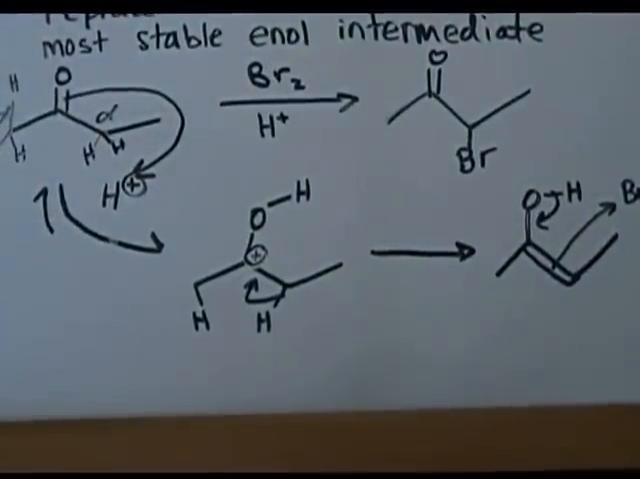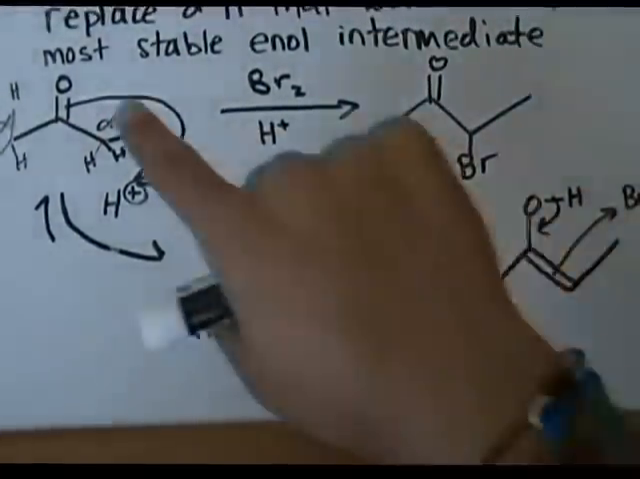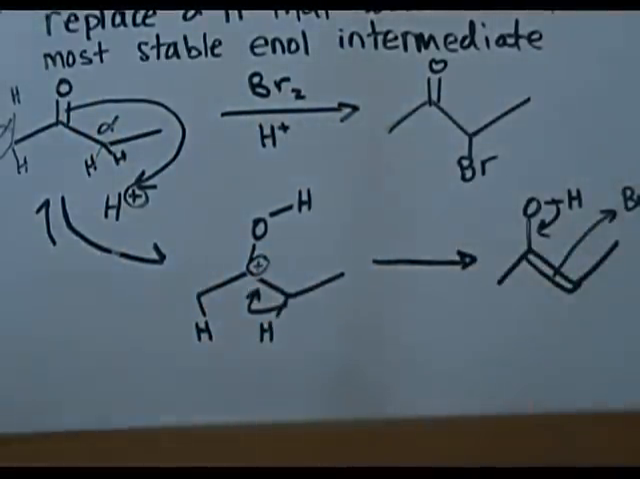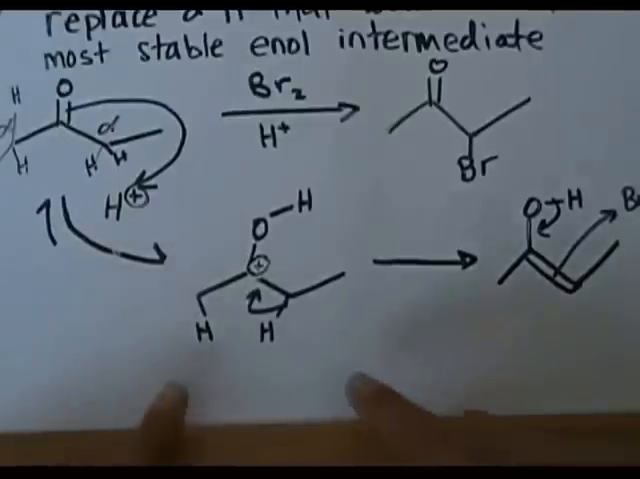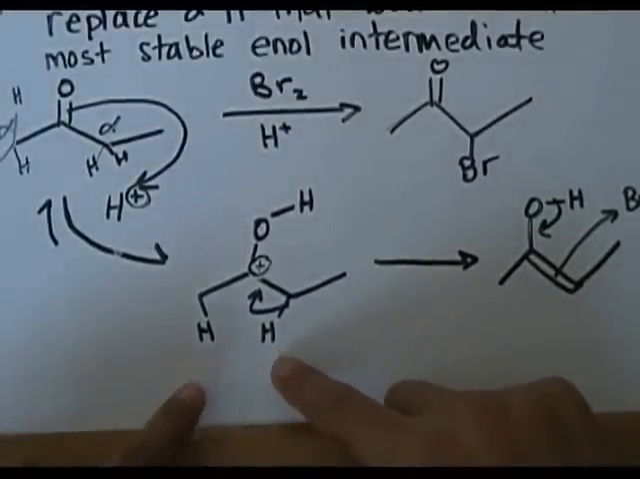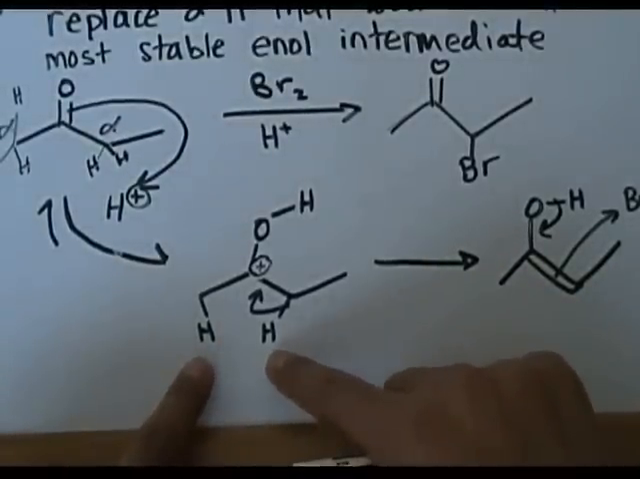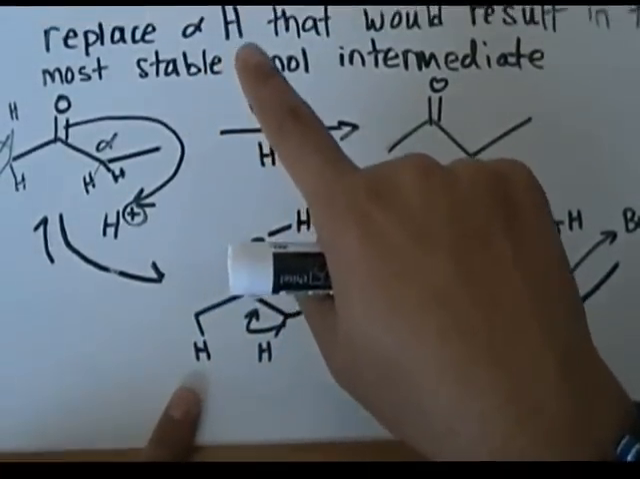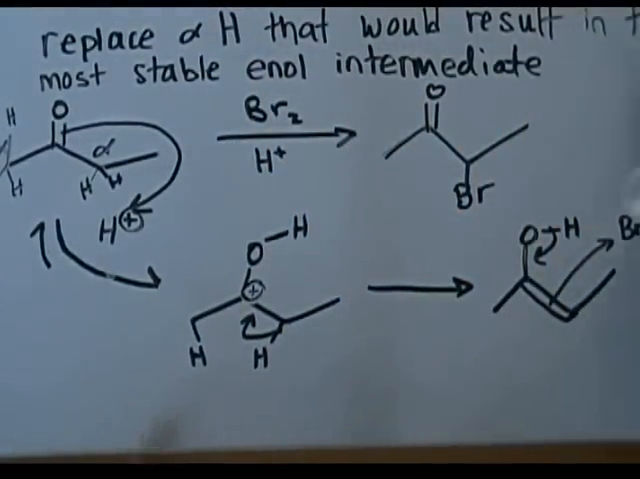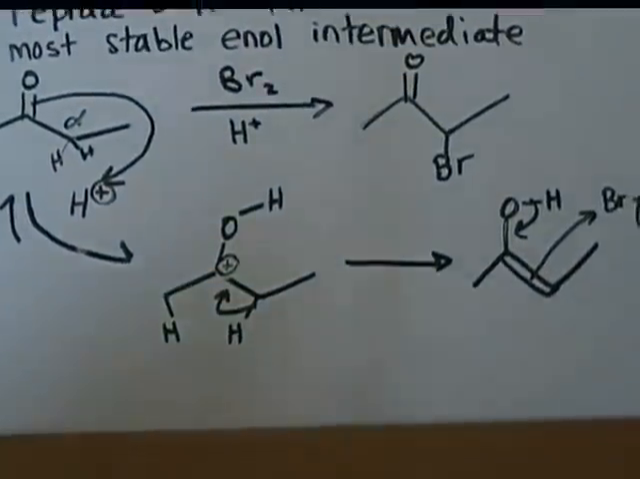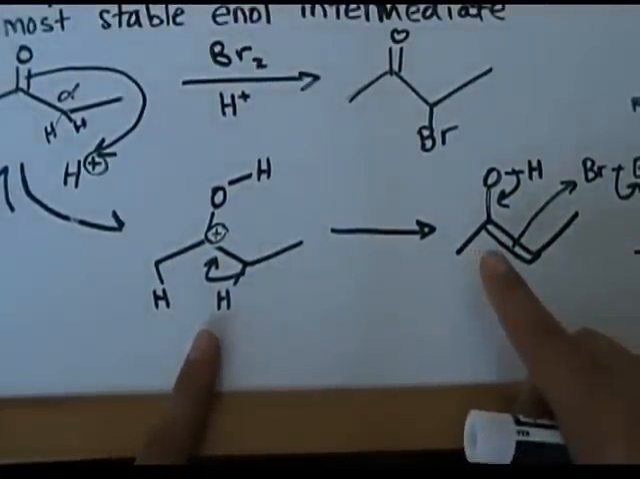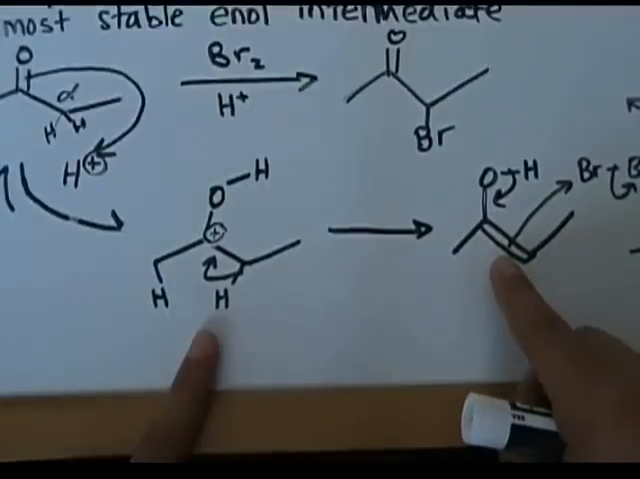Okay? So again, we protonated our system, and we get this alcohol, and we get this positive charge here. Now here again, we have two options. We could get rid of this H here or this alpha H here. In terms of this statement up top, replace the alpha H that will result in the most stable enol intermediate, we're actually going to lose this H here to form this enol intermediate here.